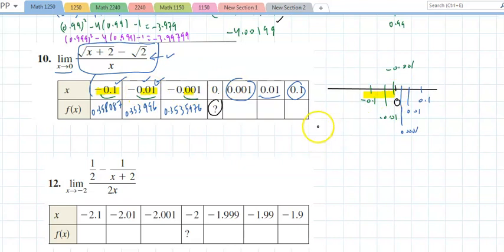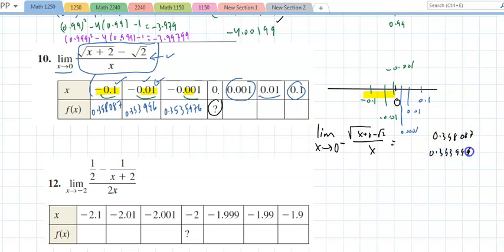So we say the limit as x approaches 0 from the left of the square root of x plus 2 minus radical 2 over x equals, what do you think these values are? Let me put them side by side. 0.358087, 0.353996, 0.3535976. Can we agree at least on the 0.353, at least that much.